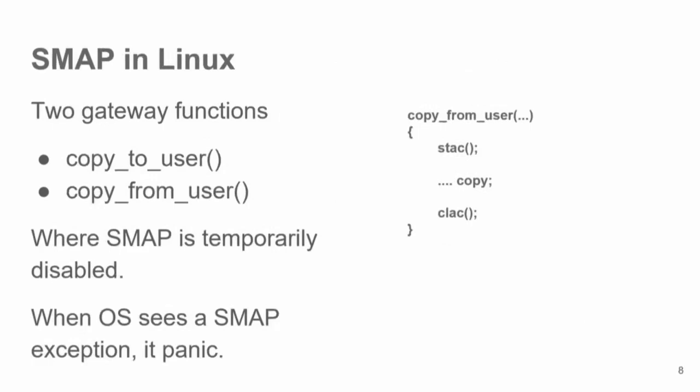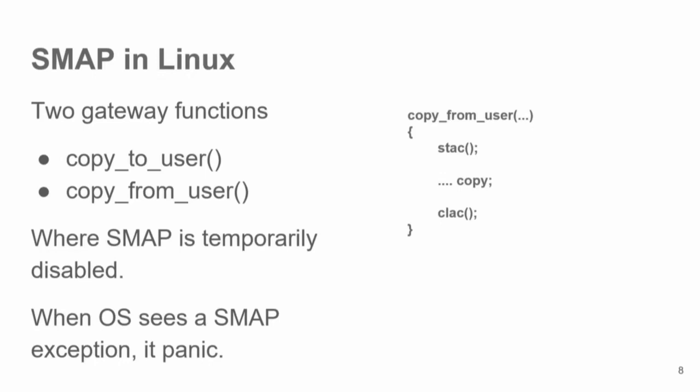This feature has already been adopted in the Linux kernel. So whenever the Linux kernel wants to access user mode memory, it needs to go through two gateway functions: copy_to_user and copy_from_user. Within those two functions, SMAP is temporarily disabled. Other than that, if the kernel tries to access user memory, it will trigger page faults. In this presentation, I call it an SMAP exception, but actually an SMAP exception is one type of page fault.